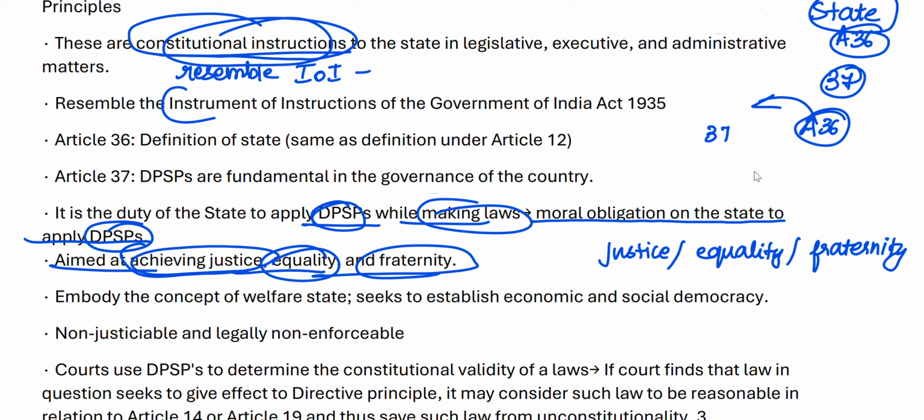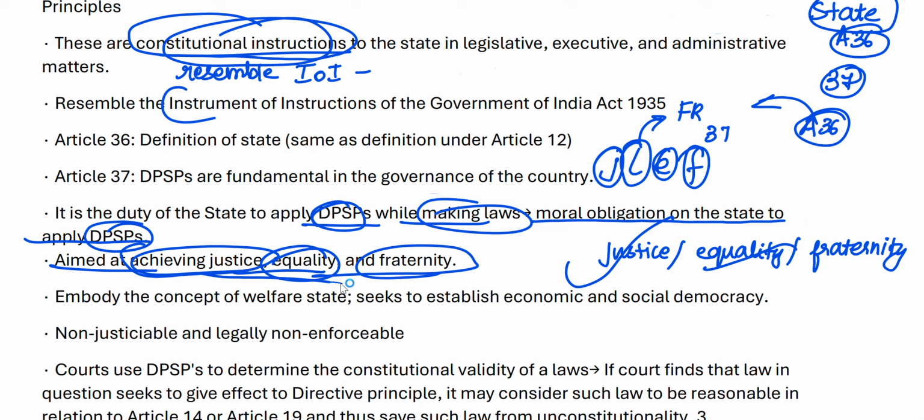The goals of the Preamble are justice, liberty, equality, and fraternity. Liberty is guaranteed in the fundamental rights, and justice, equality, and fraternity are the objectives to be achieved by the Indian Constitution. Liberty is secured by the fundamental rights, and we have equality and fraternity. Justice is provided by the DPSP.